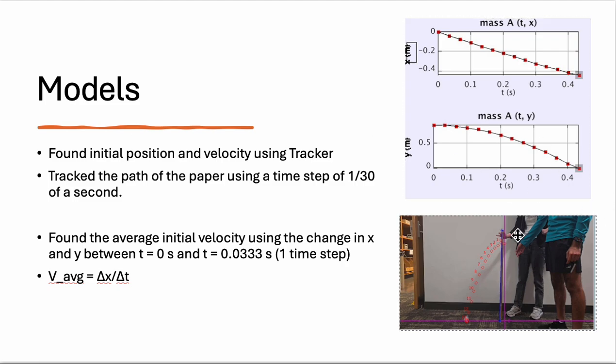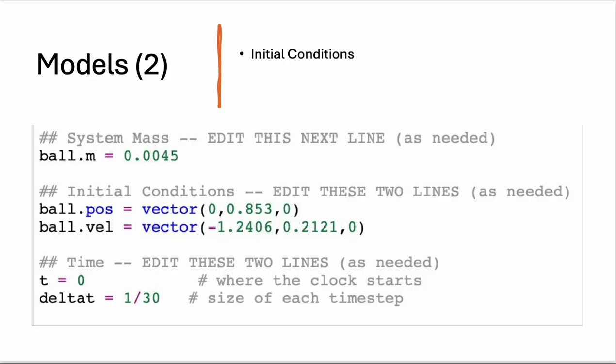As you can see here, we had our meter stick up there. We set our initial position in x to be 0, and then found our y using our calibration stick. We tracked the path of the paper using a time step of 1/30th of a second. We found our initial velocities in our x and y directions by doing v average, so change in x over change in t, or change in y over change in t, between 0.0333 seconds and 0 seconds.